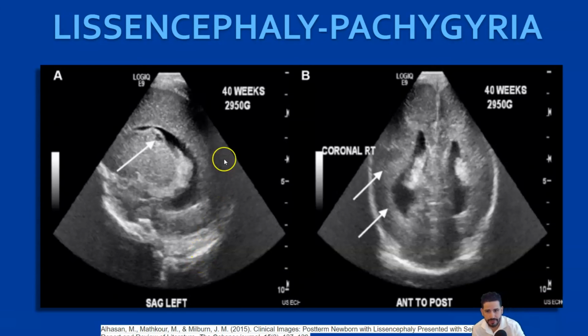So here's a full-term baby, 40 weeks, 2,950 grams. They have a grade 1 bleed, but if you notice, their brain is very smooth. So this is the appearance of a brain of a very premature infant, but they're 40 weeks full term and full weight. And you see there's just no gyri or sulci.